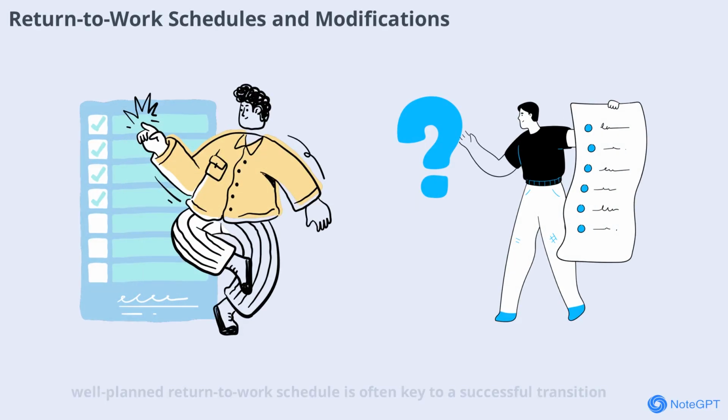A gradual, well-planned return-to-work schedule is often key to a successful transition. Therapists collaborate with employers and physicians to recommend modified duties, reduced hours, or adaptive equipment as needed. Monitoring the patient's response to increased work demands allows for timely adjustments, preventing setbacks and promoting long-term success. Flexibility and ongoing communication are essential, ensuring that the patient's progress is supported every step of the way.